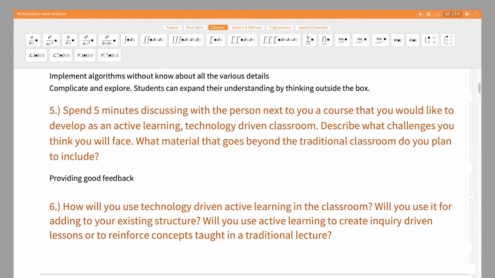But that is a very good point, that one of the things you have to keep in mind when you're developing a course like this is you need to provide appropriate places for feedback.